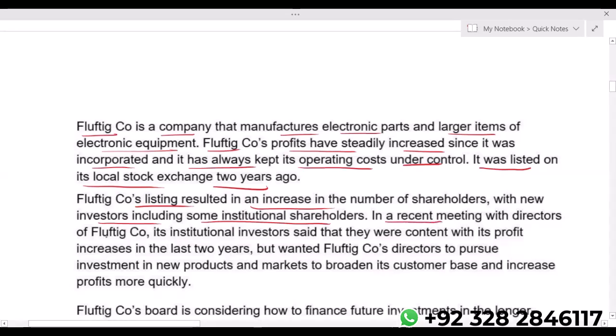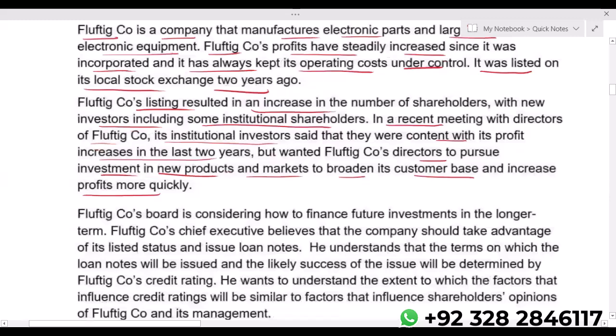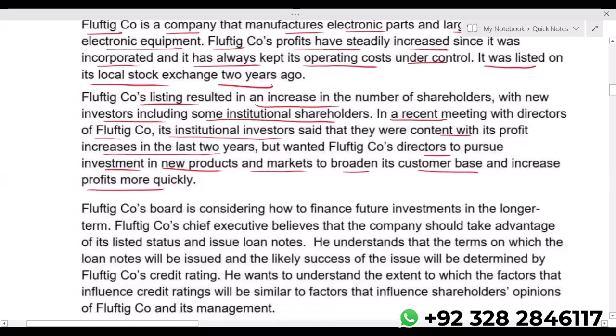In a recent meeting with the directors of Flufftick Company, its institutional investors said they were content with its profit increase in the last 2 years, but wanted Flufftick Company's directors to pursue investment in new products and markets to broaden its customer base and increase profit more quickly. So they're talking about going for diversification. When we go to new products and new markets, it means we are talking about diversification.